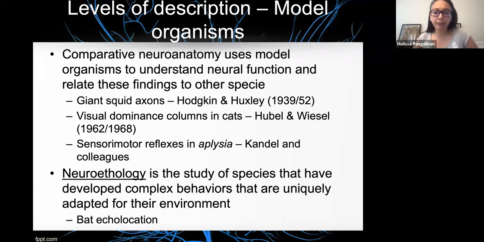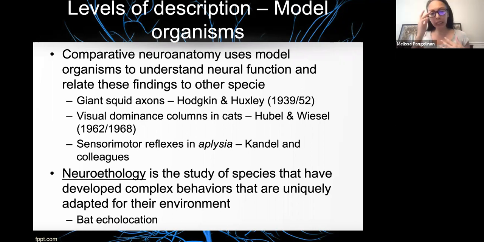That was a major thing. We'll talk about Hodgkin and Huxley models throughout the class in terms of synaptic transmission. Another set of model organisms that have been used are cats. Cats have been used extensively to try to understand visual dominance columns and how the two eyes contribute to a sense of depth as well as space. Hubel and Wiesel did a lot of this work in 1962 and 1968, and then they received the Nobel Prize in 1981 for their work in this area.